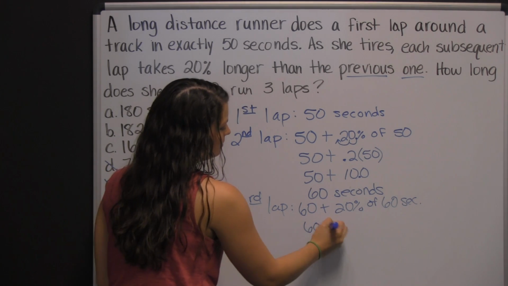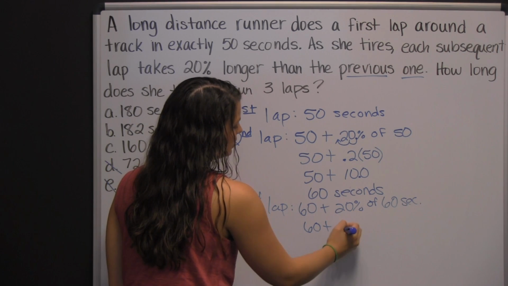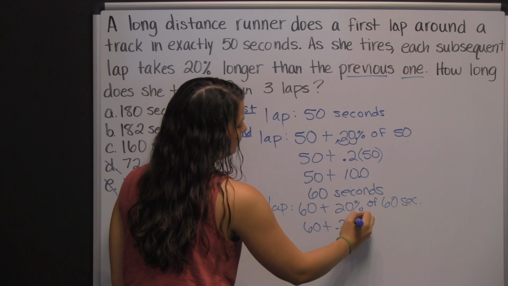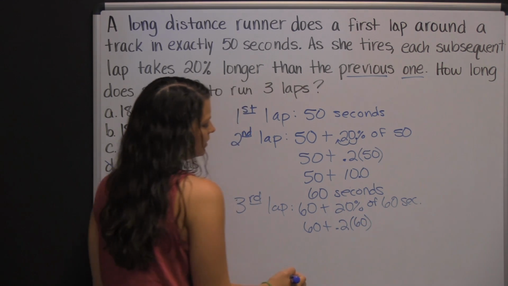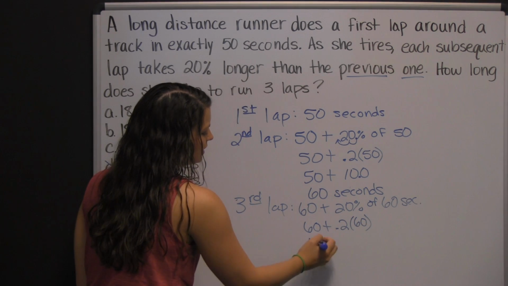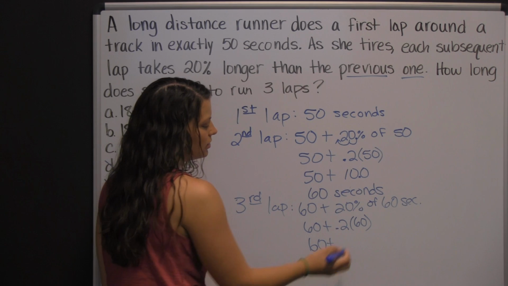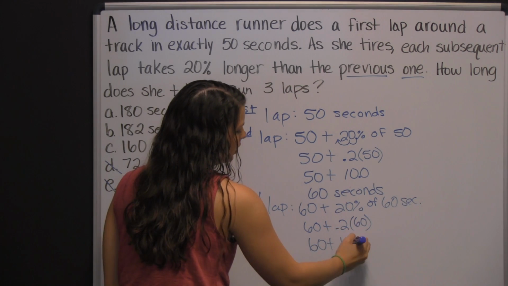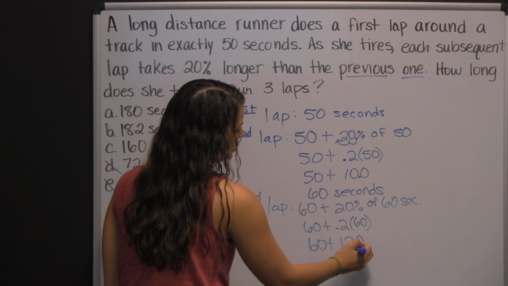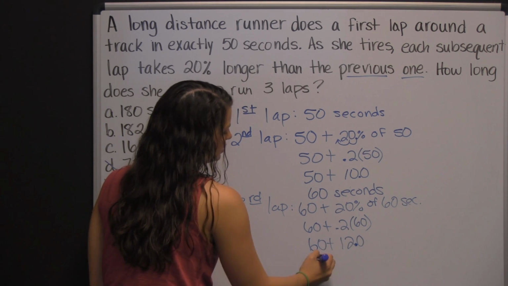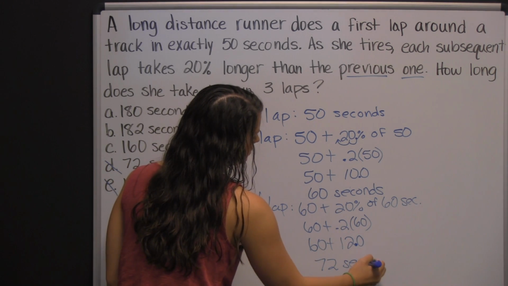So 60 plus, again, change that to a decimal, so it's 2/10. Of tells you to multiply, so times 60. So 60 seconds plus 2 times 60 is 120, and there's one number behind a decimal. So 60 plus 12, or 72 seconds.